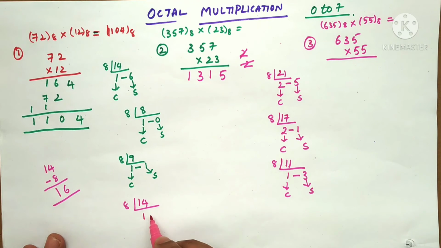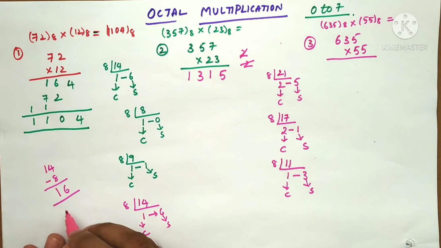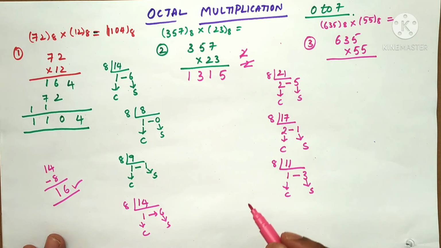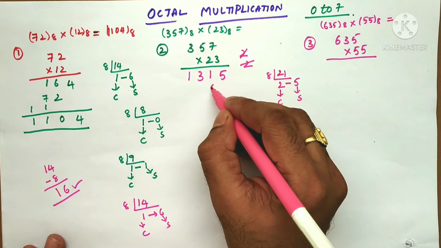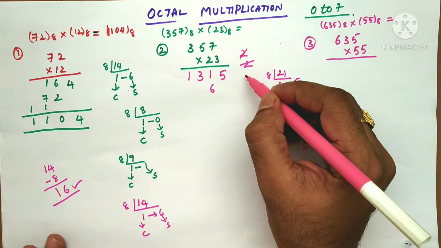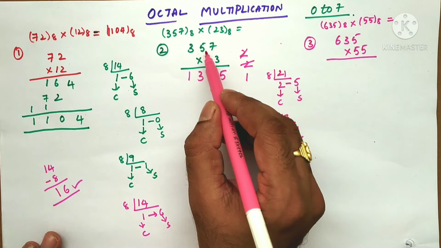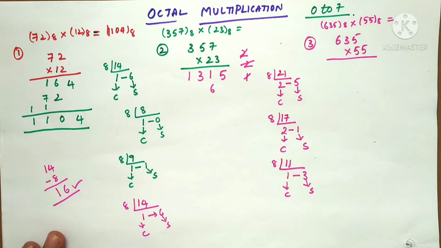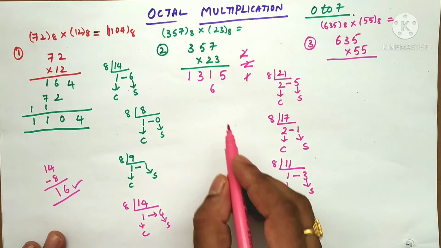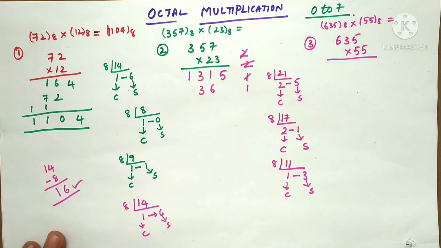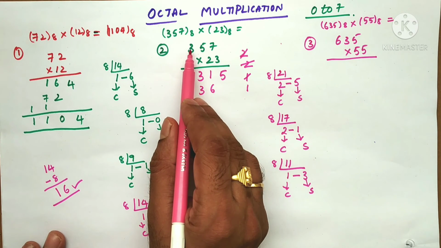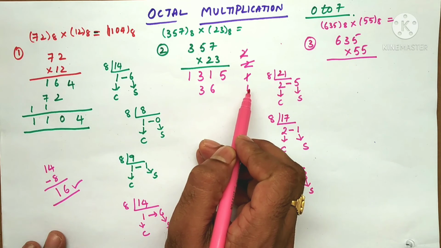So 8 ones are 8 with remainder 6. So this is sum and this is carry. That's what I have written here. Okay. So 6 is sum with carry 1. And now 2 5s are 10. 10 plus 1, 11. Again 11 is not an octal number. It's a decimal number. So convert 11 into octal. We get 13. 3 is sum, and 1 is carry. Now 3 2s are 6, 6 plus 1 is 7.